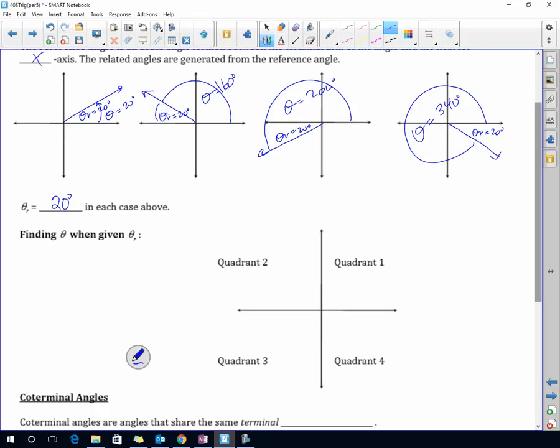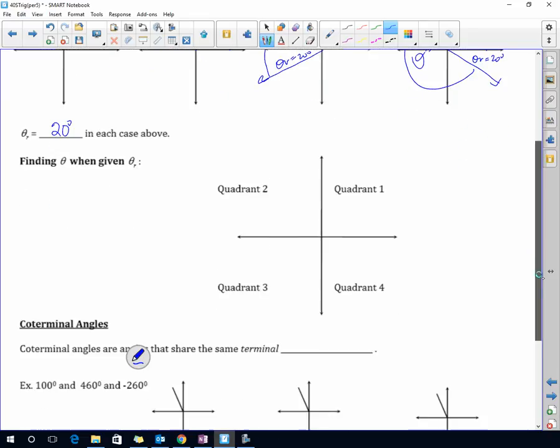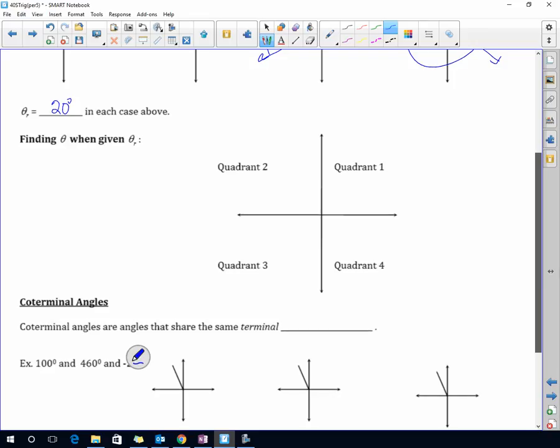So, when finding theta, given theta r, what do you do in quadrant 1? I don't like how it's labeled. Did you know that quadrants are actually Roman numerals? I mean to fix this. Did I fix it on yours? If it didn't, make this Roman numerals. It should be like this. I like doing proper math, so let's just fix this up.